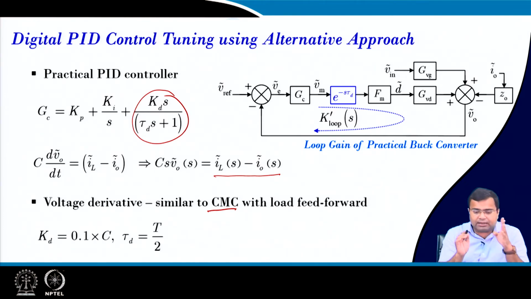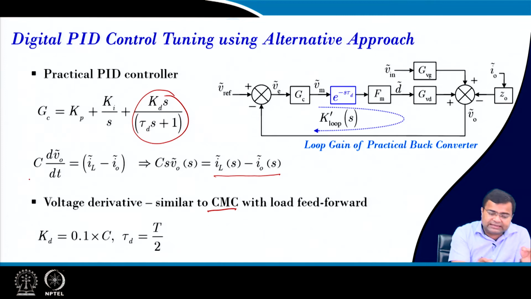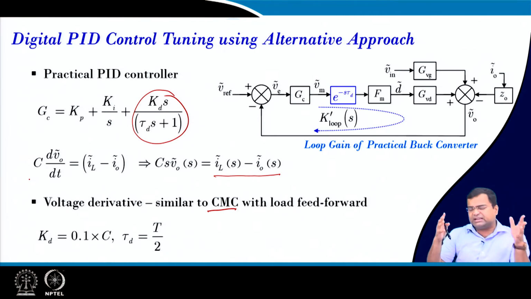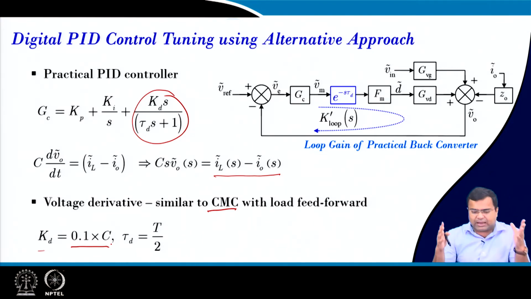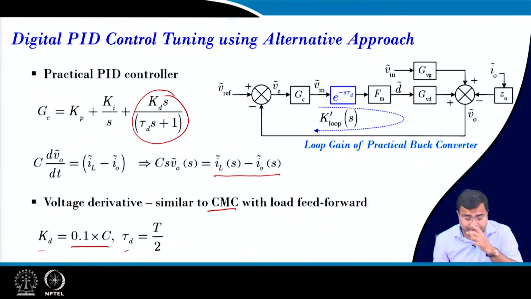So here we can take KD equal to C directly, but it may be large and it may inject some noise. So we are setting the derivative gain to just 0.1 times the output capacitor, and tau d you can set to T by 10, T by 20, T by 2. So it is not a big problem.